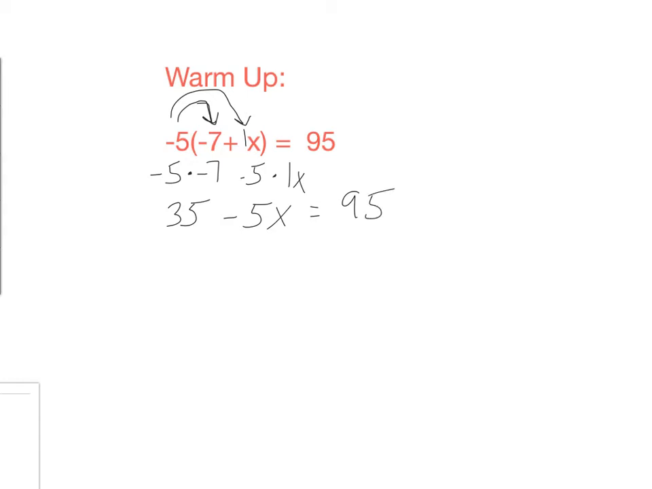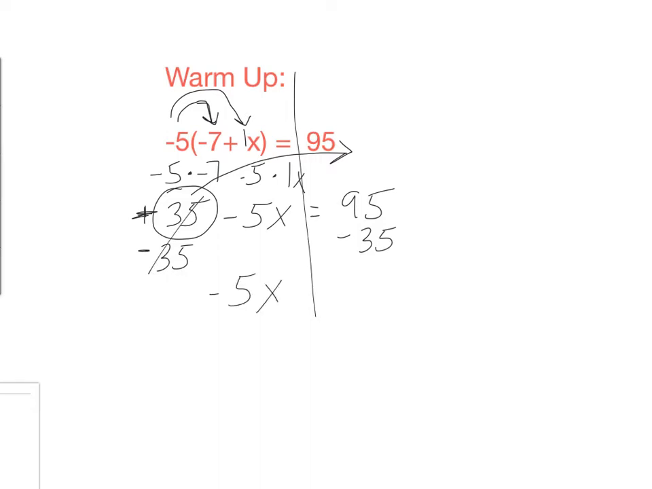So here's our left side and right side of the equation. I need to move 35 from the left-hand side all the way over here. This is really a positive 35, so the opposite of a positive 35 is negative 35, or subtracting 35. That's what we're going to do on both sides. The left-hand side cancels out. I'm left with negative 5x is equal to 95 minus 35. That's just 60. And now we're home free.